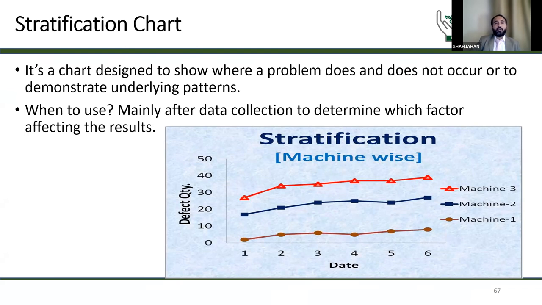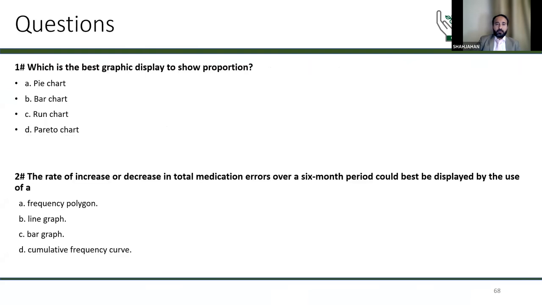Now we will go for the questions. Which is the best graphic display to show a proportion? Pie chart, bar chart, run chart, or Pareto chart? As we discussed before, we use the pie chart for proportion. Proportion we are using for what? We are using it for nominal data. So we will use the pie chart here.